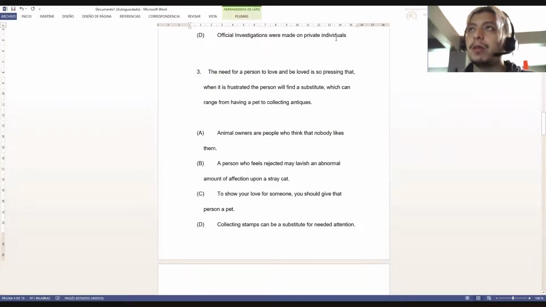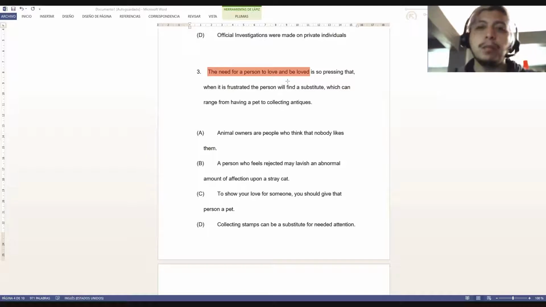Number 3, the need for a person to love and be loved is so pressing that when it is frustrated, the person will find a substitute, which can range from having a pet to collecting antiques. So what are we saying? Okay, the subject we have, this is a cleft sentence. We have multiple subjects. The need for a person to love and be loved. This is the subject. Okay, the need for a person to love and be loved. This is the thing that we're speaking about.